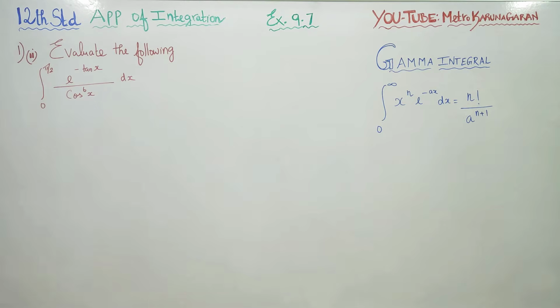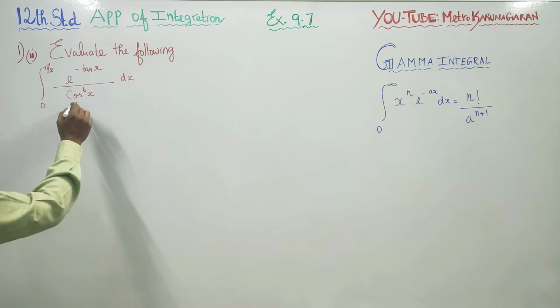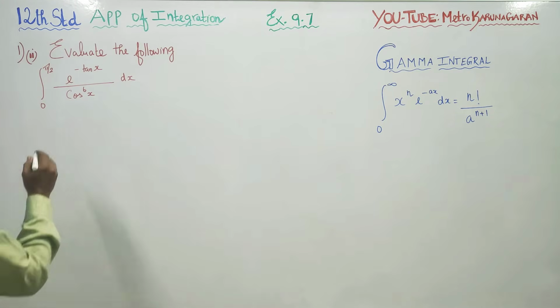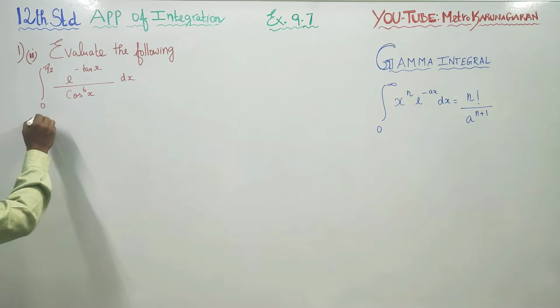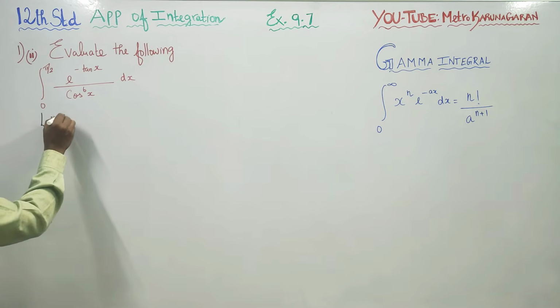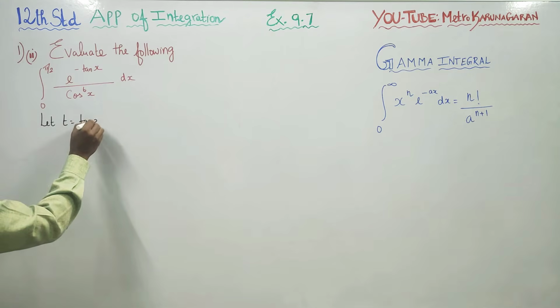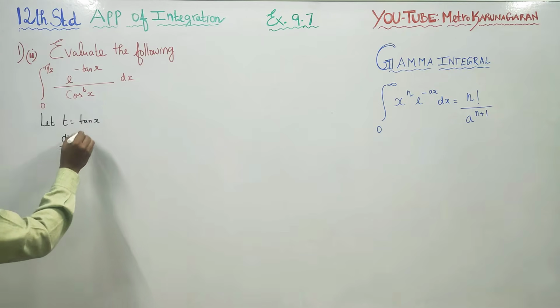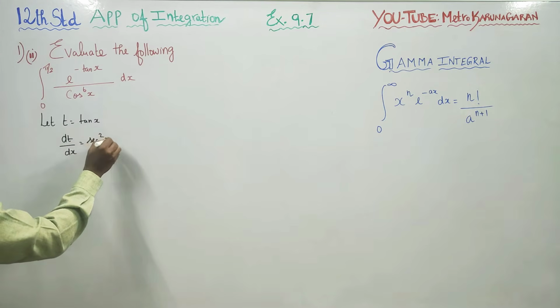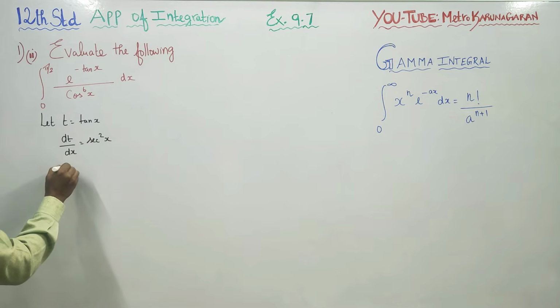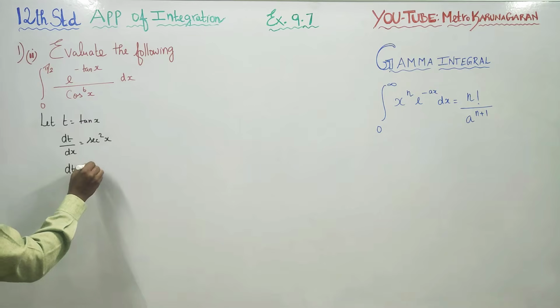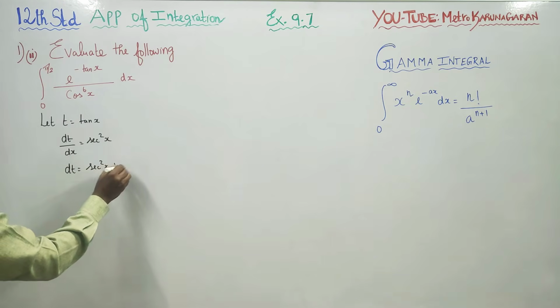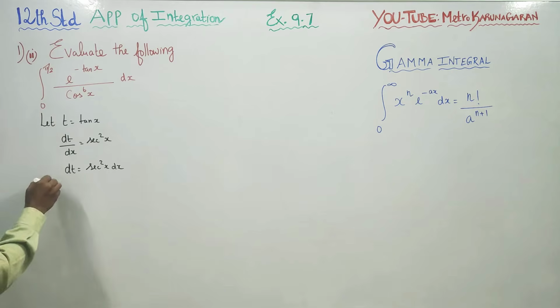Dear 12th standard students, in exercise number 9.7, first sum, the integral from 0 to pi by 2 of e power minus tan x by cos power 6 x dx. I am going to start with the substitution method. Let t is equal to tan x. If you differentiate this, dt by dx becomes secant square x. If you cross multiply, you will get dt is equal to secant square x dx.